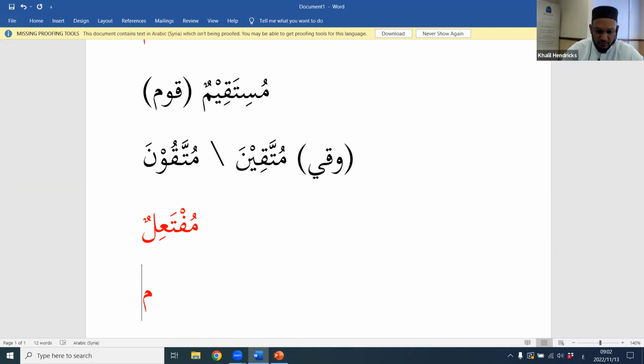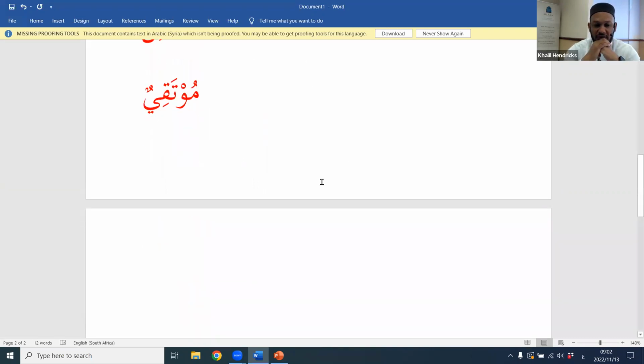Okay, so we put the root in, it becomes mu, ta. You should get mutaqiyun. Now mutaqiyun, maybe I will add another rule to the 4 rules.